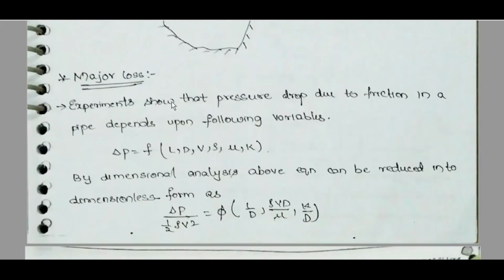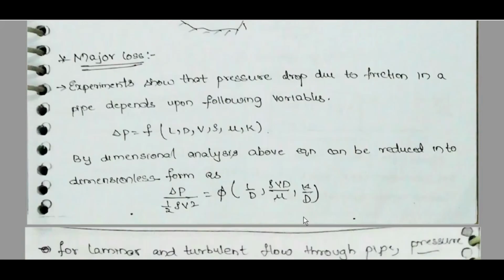Major loss: experiments show that pressure drop due to friction in a pipe depends upon the following variables. Delta P is equal to F of L, D, V, rho, mu, K. By dimensional analysis, the above equation can be reduced into dimensionless form as delta P by half rho V square is equal to pi of L by D, rho V D by mu, K by D.